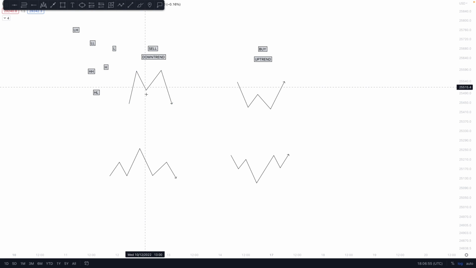So this pattern over here is called a double top. So basically we're still coming out from an uptrend. So we're still creating higher highs and higher lows with the double top, right?